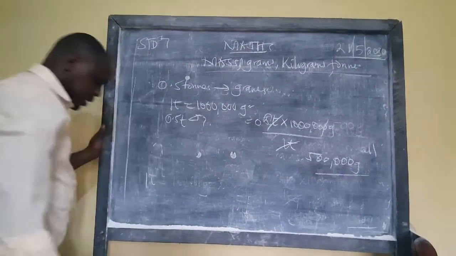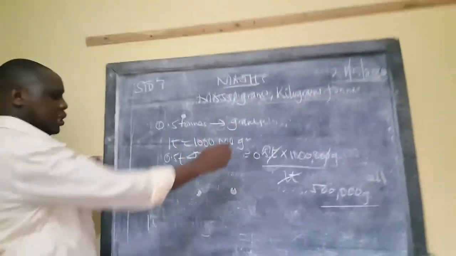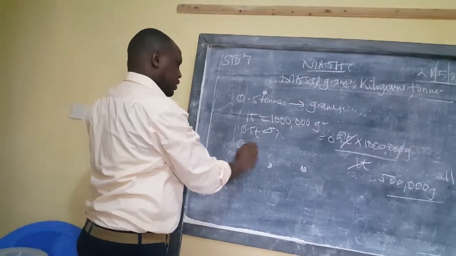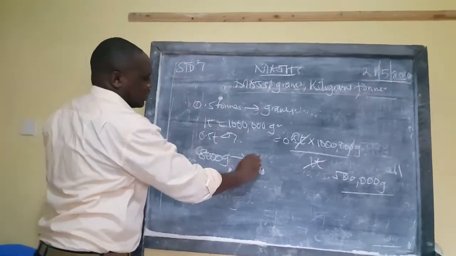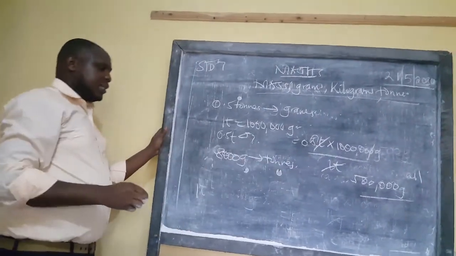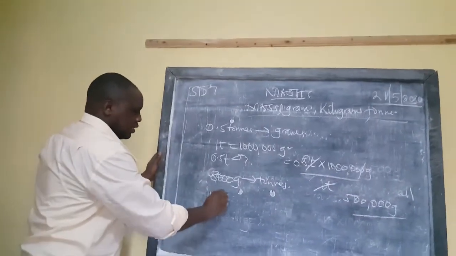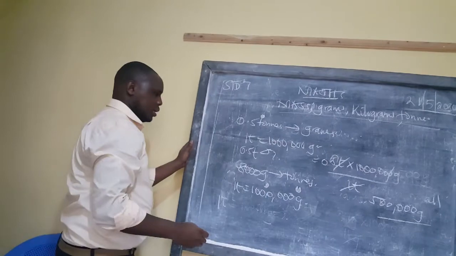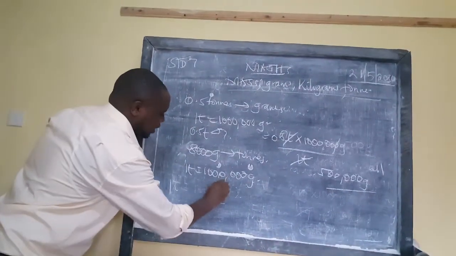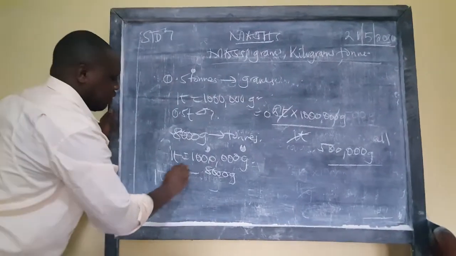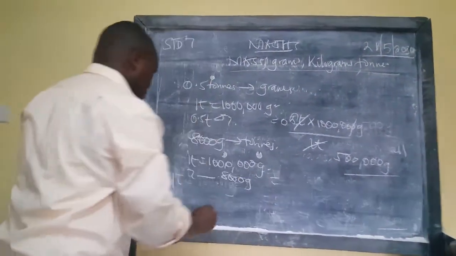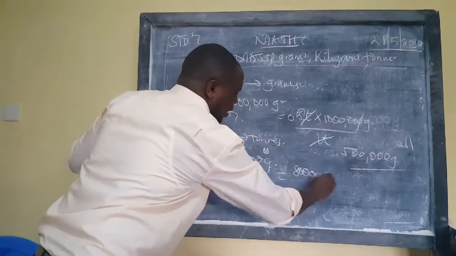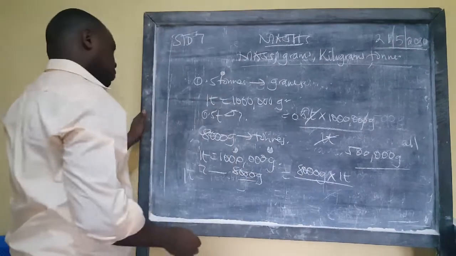Maybe we do another type of question, changing the opposite of that. Change 8,000 grams to tons. We say 1 ton is equal to 1 million grams. What about 8,000 grams? We are on this side now. 8,000 grams will be equivalent to what? So this is going to give you 8,000 grams times 1 ton over 1 million grams.